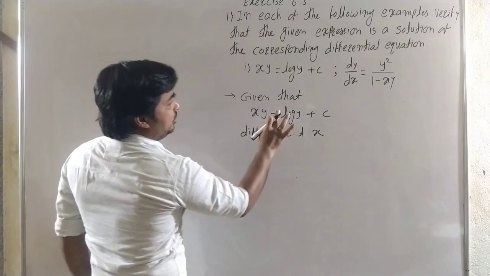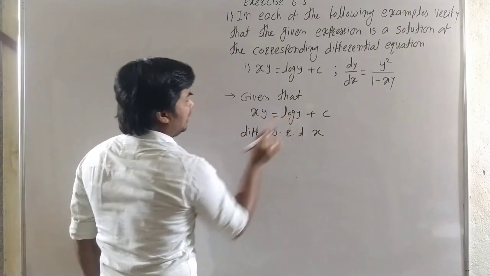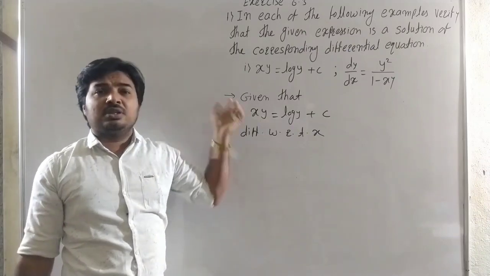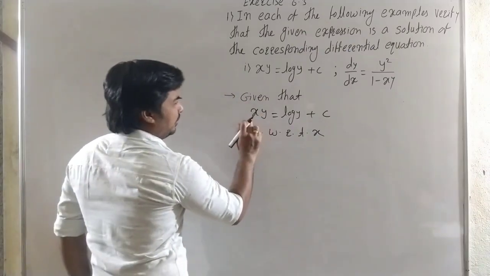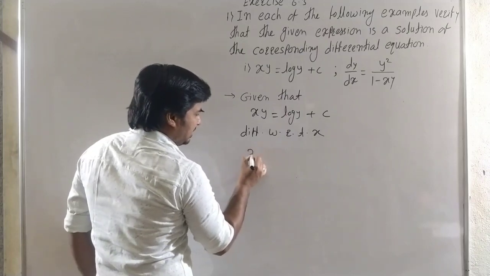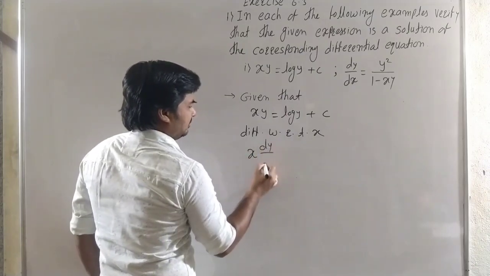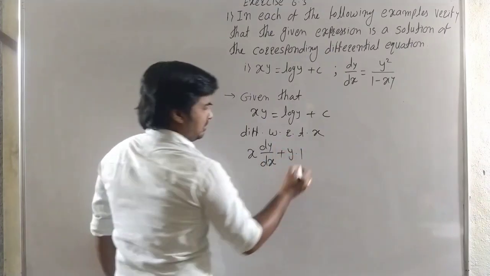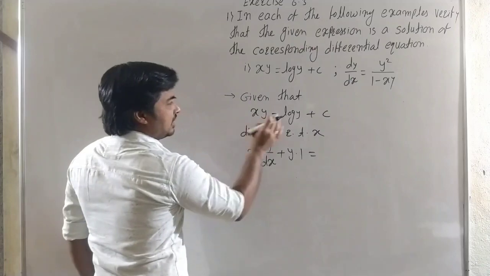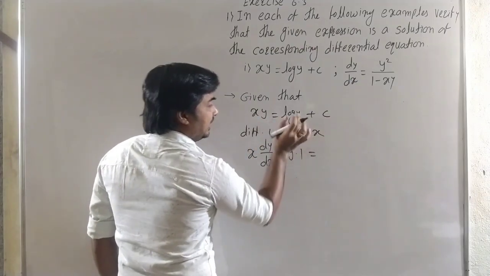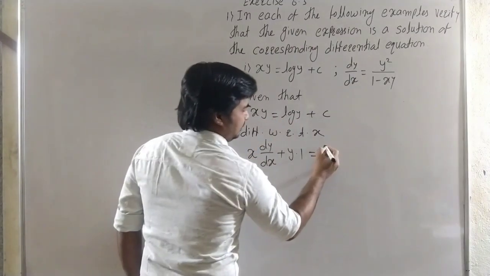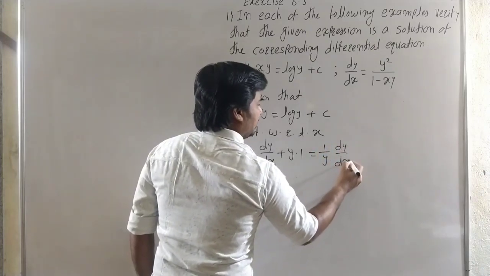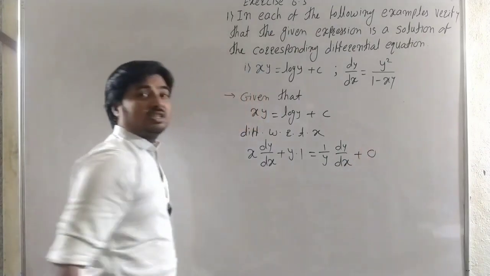Here for x into y, we use the u into v product rule of the derivative. That means x into y differentiated with respect to x: first function as it is into derivative of the second function, plus second as it is into derivative of the first. This is the derivative of the LHS. Now the RHS, log y plus c. The derivative of log y with respect to x is 1 by y dy by dx, and the derivative of c is 0.